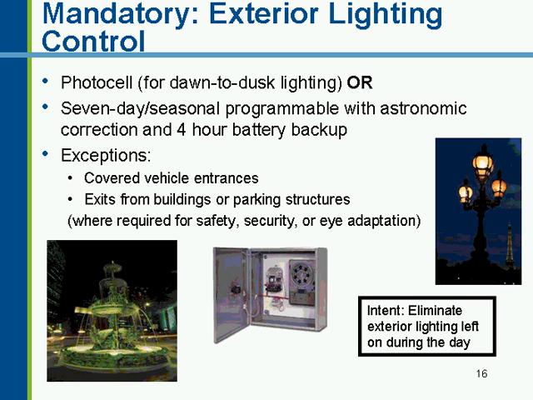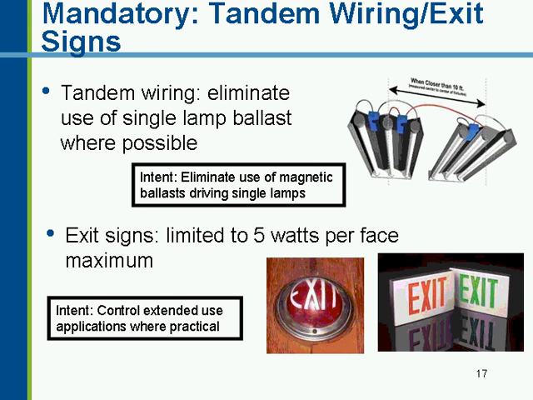If you have covered vehicle entrances, you don't have to have this automatic control because it doesn't often make sense. And if you have exits from a building or parking structure where there is an issue with eye adaptation for safety or security, these can be exempted as well. And of course, in this case, these can be somewhat subjective. You'll need to make your case with the building official and document that there's actually a need there for them to agree with it. And again, the intent here is to eliminate any exterior lighting that's on during the day when it's not needed.